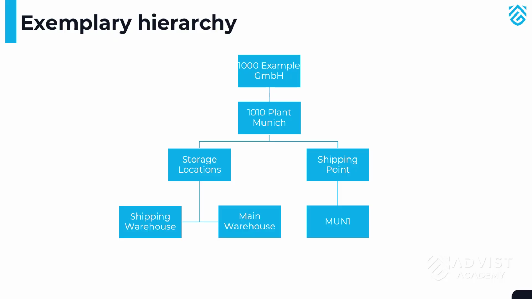A company operates the company code 1000 example GmbH. The company code includes plant 1010 Munich plant. Within this plant, there are several storage locations, for example 0001 main warehouse and 0002 shipping warehouse. The shipping point MUN1 is responsible for shipping to customers.